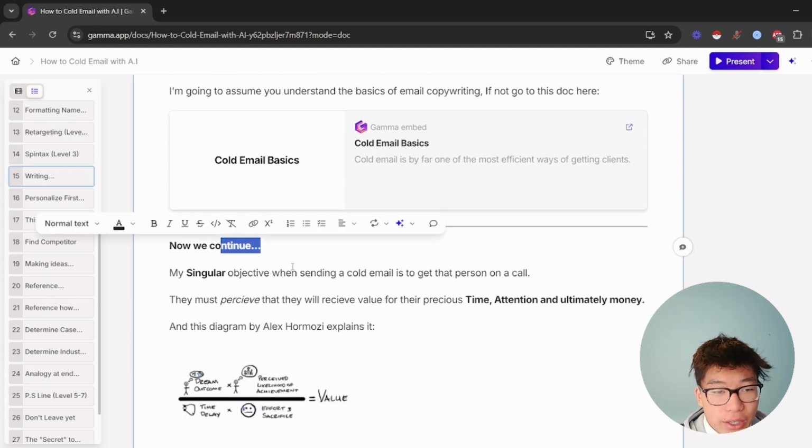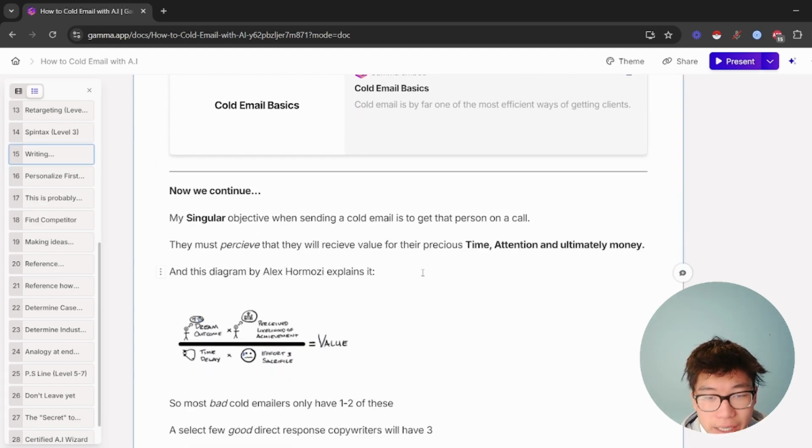So now we continue. My singular objective when sending a cold email is to get that person on a call. That's the singular objective, because over email you cannot objection handle. You can give them what they ask for. So if they ask for, let's say, pricing, you have to give them kind of a range. You just can't objection handle over email. On a call, you need to use your tactics and work around and figure out how to sell them.